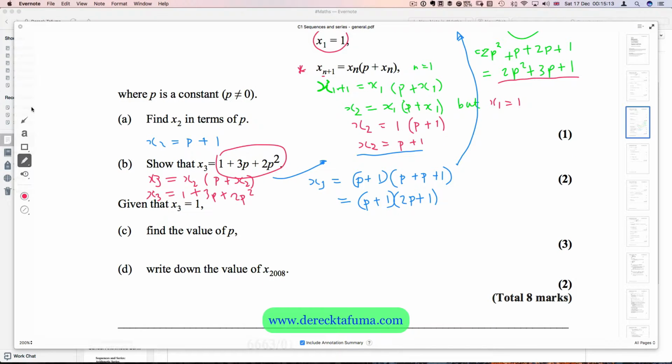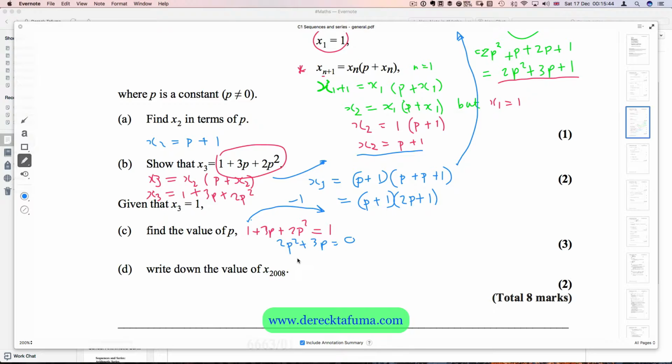Okay, now given that x3 equals 1, find the value of p. Alright, so all we do is we say that 1 plus 3p plus 2p squared equals 1. This 1 goes over to this side and becomes a minus 1. So eventually we have 2p squared plus 3p equals 0.